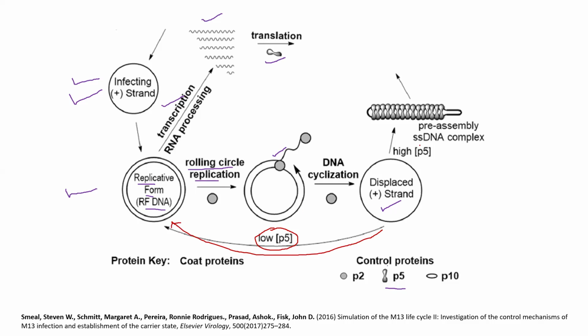But a time would come when the concentration of P5 inside the host cell would increase. When there is high P5 concentration, the P5 protein is going to coat this single-stranded circular DNA and will form a pre-assembly ssDNA complex, which means the P5, by coating this displaced plus strand, single-stranded circular DNA, doesn't allow it to go for the synthesis of the replicative form or the double-stranded DNA. So once this pre-assembly ssDNA complex forms, this will move towards the cell membrane for assembly.